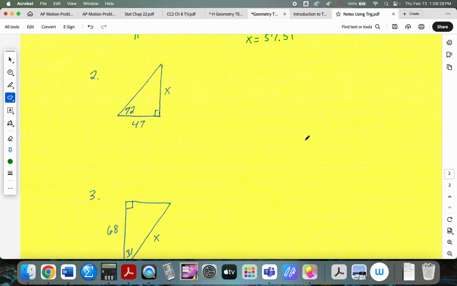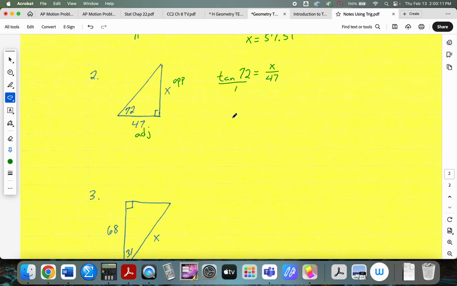All right, on this one, which sides do we have? Opposite? Which side is opposite? X is opposite. And what side is 47? It's the adjacent. Which one of our three ratios, is it sine or cosine or tangent, that has adjacent and opposite? Tangent. So tangent of the angle, 72, equals the ratio of the opposite leg, x, to the adjacent leg, 47.